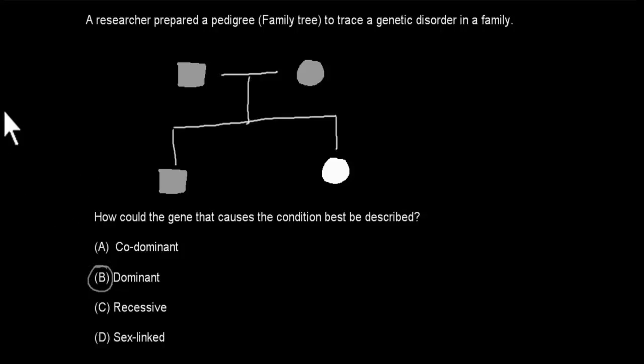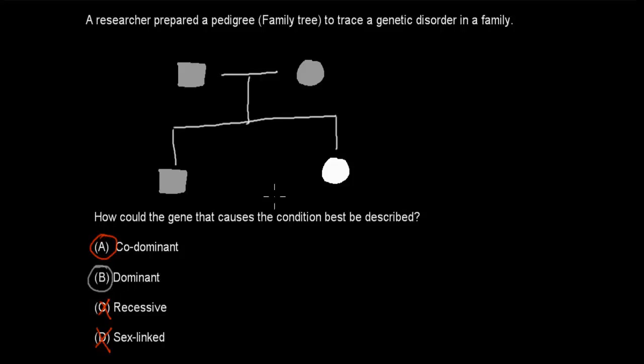The reason why D is false: if it's sex-linked, then the girl will most definitely also be affected if both the parents are affected. If it's recessive, that means that if both parents are recessive, then both the offspring would be affected. In this case, this one's not affected. If it's codominant, again, it has nothing to do with codominance.